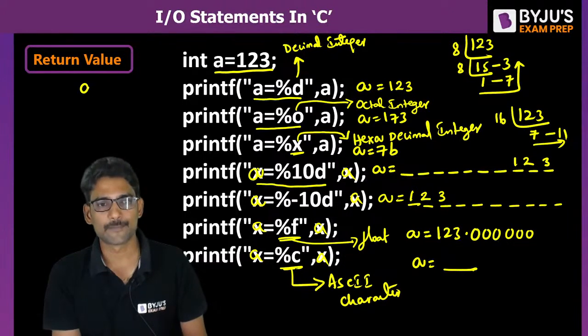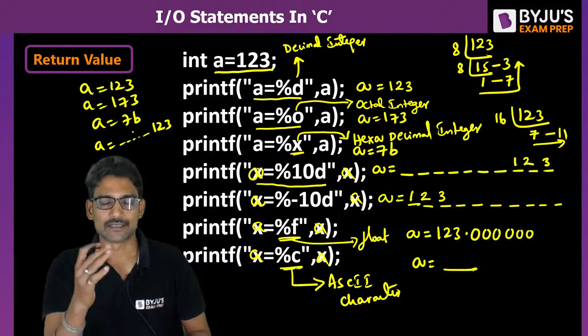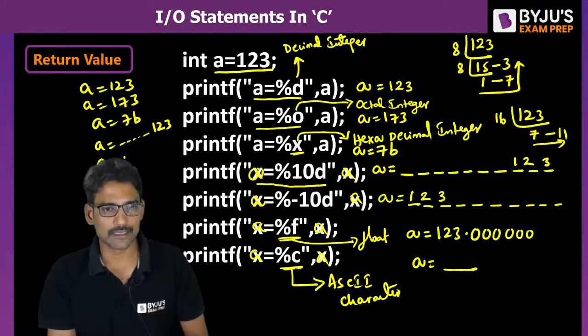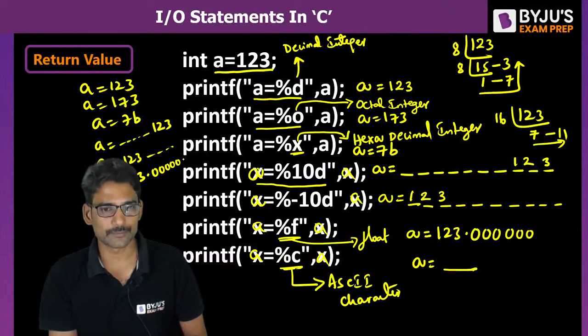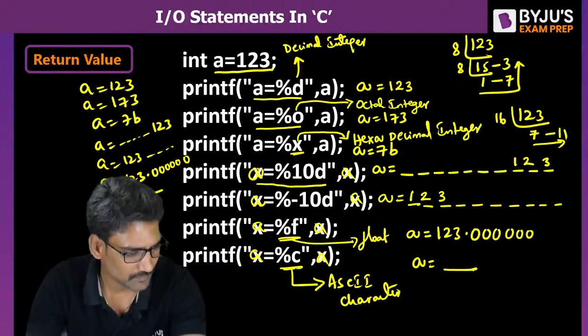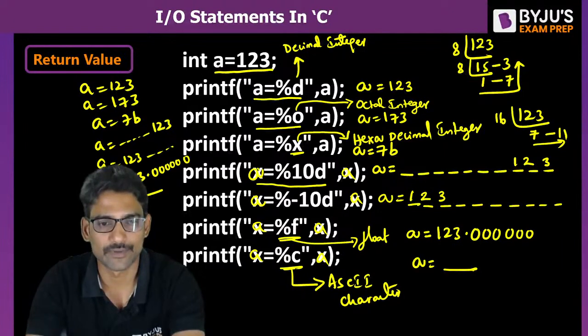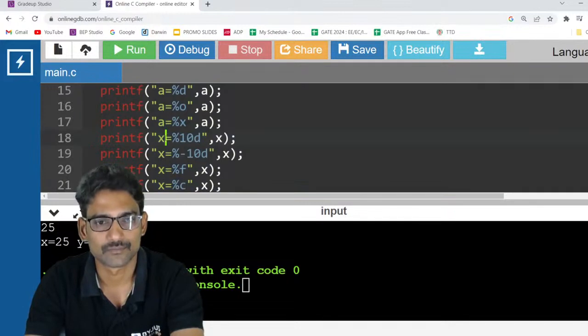Our prediction is: a equal to 123, a equal to 173, a equal to 7b, a equal to 123 with 10 spaces, 7 spaces then 123, a equal to 123 then some space, a equal to 123.000000, and a equal to an ASCII character. This is our prediction. Let's see whether we get the same or not. Let me change.